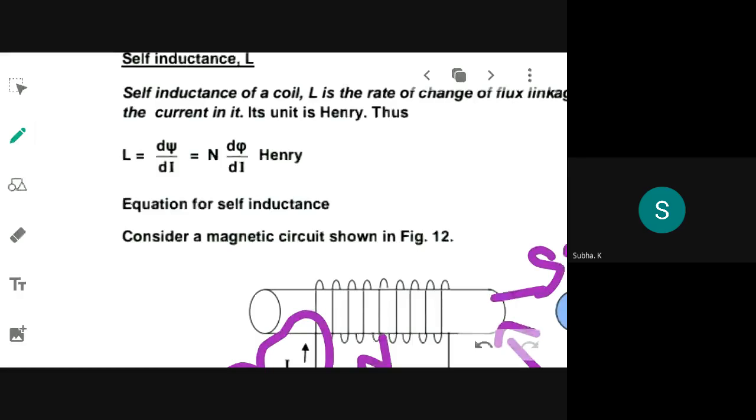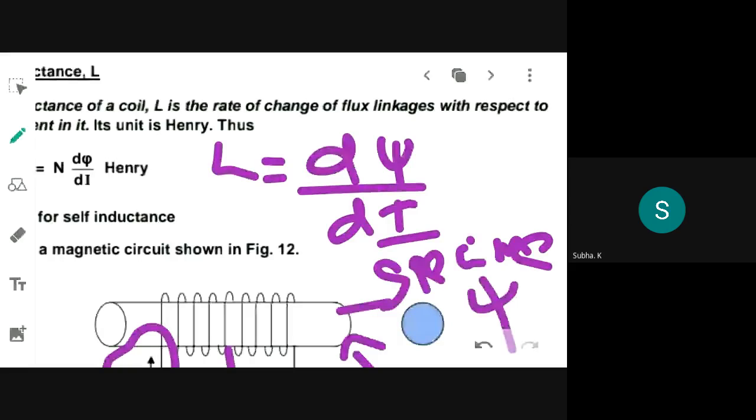In such a condition, if I want to define the parameter self-inductance, it is nothing but the rate of change of flux linkage with respect to current. So how can I write the equation for L? Flux linkage is psi, so L is the rate of change of flux linkage with respect to I. That is how I define self-inductance. Now I know what to substitute for psi: N d phi. L into di equals N d phi.